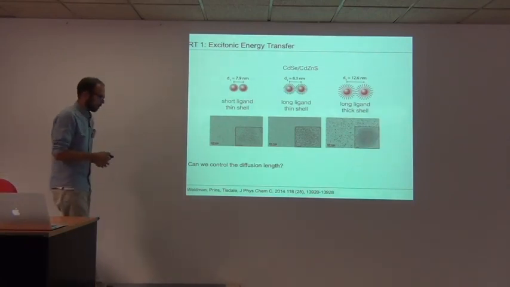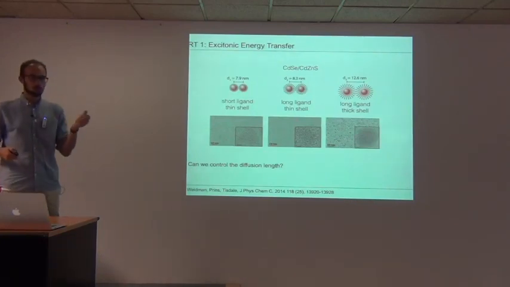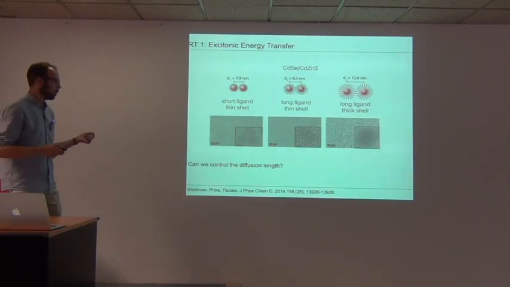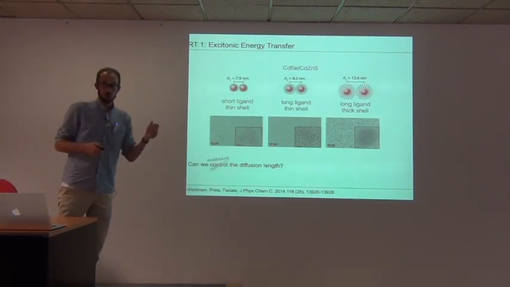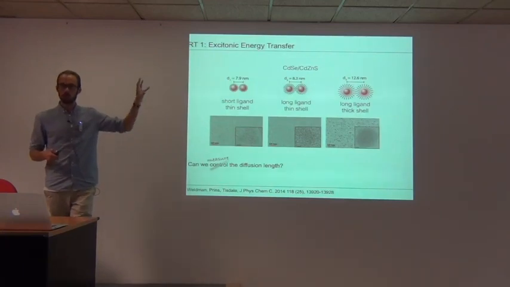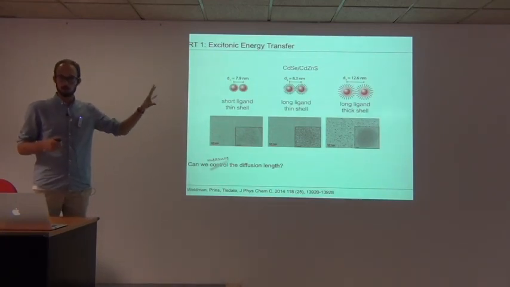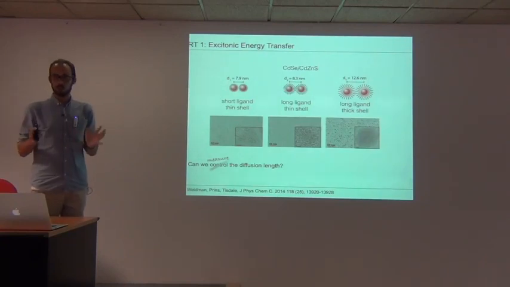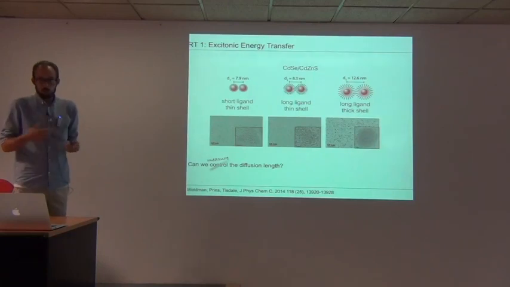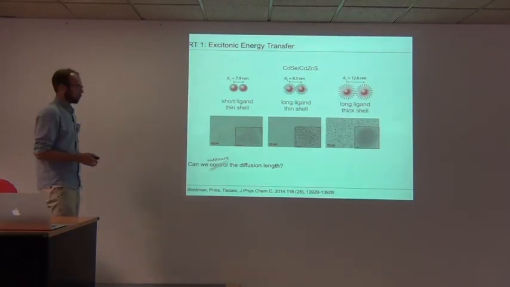But of course, can we control the diffusion length is just one part of the question, because the actual question that we needed to answer is how can you measure the diffusion length? Because the diffusion lengths in these materials, if you just plug in some numbers in all these equations, they're not going to be terribly long. So we're talking about tens of nanometers of diffusion length, and this is not accessible through your conventional microscopy.